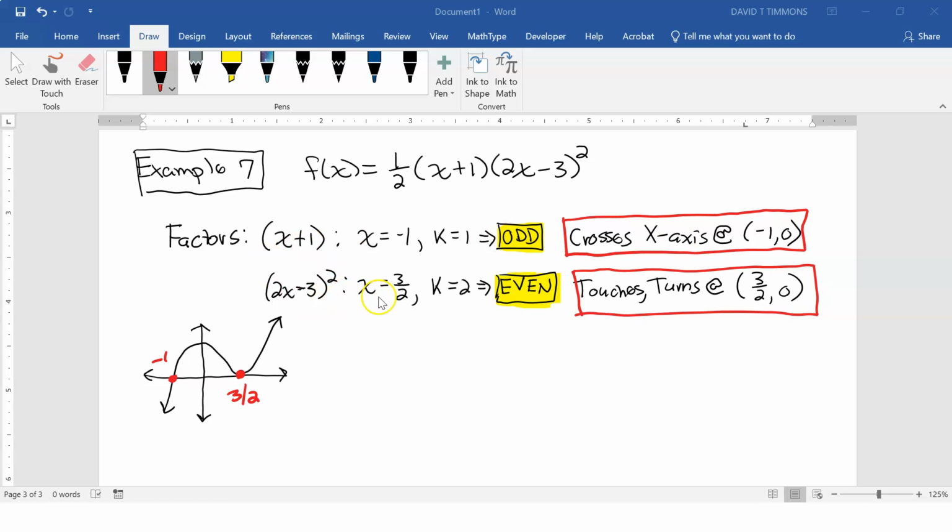For the second factor, the root will be 3/2, but now k is 2, which is an even multiplicity. In this case, the graph touches and turns at the x-intercept or root of 3/2, 0. And the textbook will have a graph of this, but this is approximately what it looks like. Again, notice we cross the x-axis at -1, but touch and turn at 3/2.